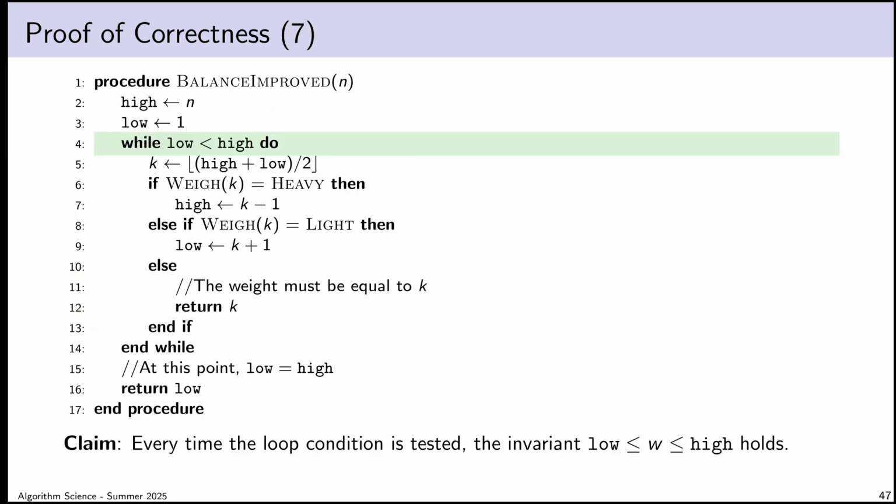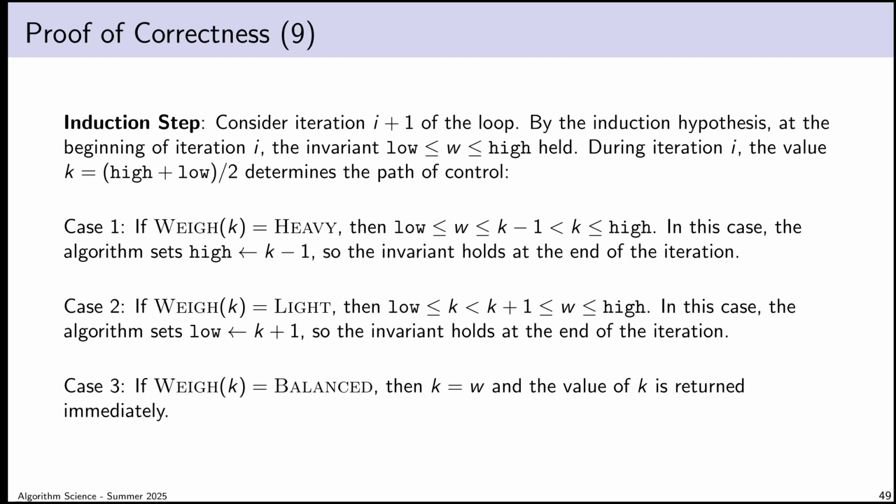So if we look at the pseudocode, we do have this situation here. You can see if k is not too heavy and not too light, that means k has to balance the scale. And that doesn't really hurt us, but we do have to address it. So let's talk about that. If the wave function gives us back the result balanced, then k is equal to w, and we're done. We just return the value of k.